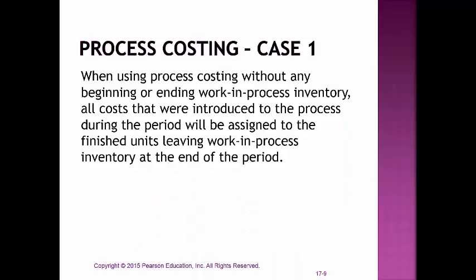Alright, so case 1, again, whenever we are doing this process costing, if we don't have any beginning inventory and we don't end with any work in process inventory, then every cost that we introduced in that time frame into the process, again, direct materials plus the conversion cost, those two would get totaled up and divided by the total number of units produced, and that would give us our cost per unit, and we would use that cost per unit to put on our finished goods inventory when we transferred those items out of our process.